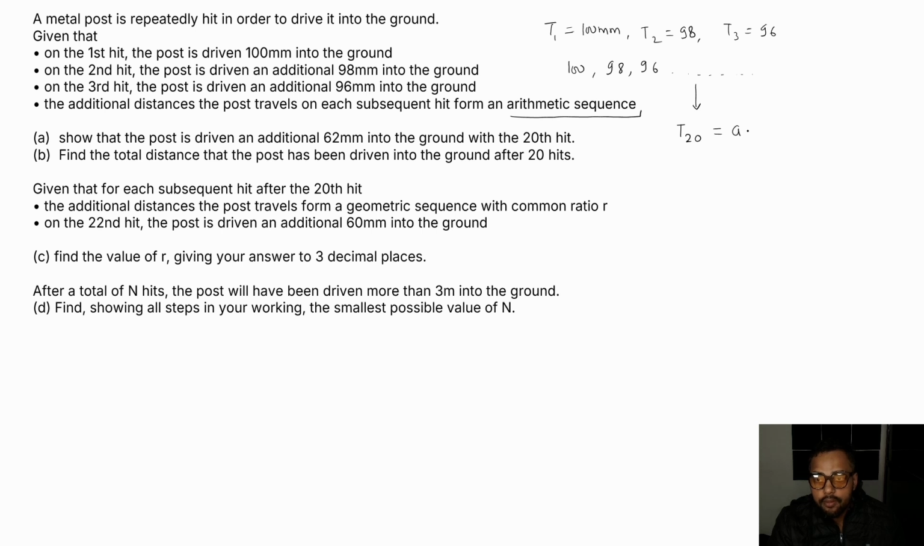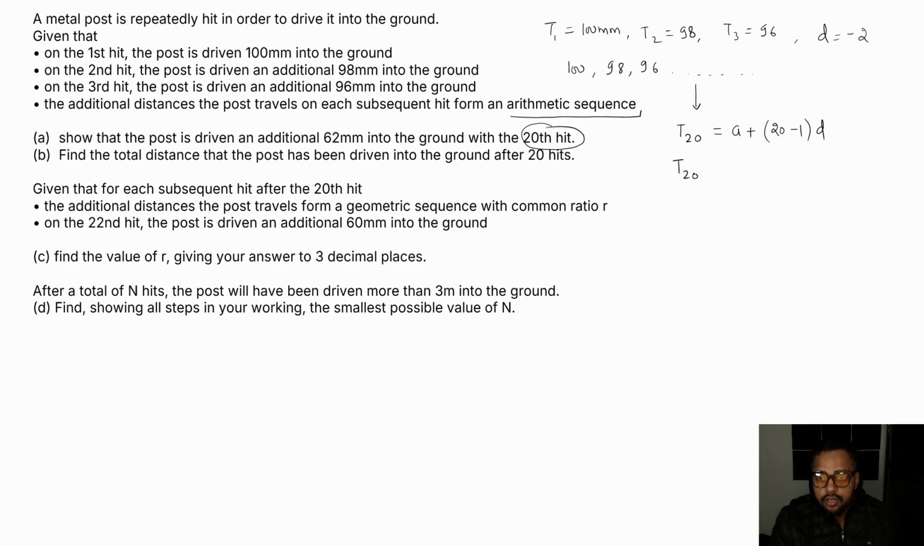It will be given by a plus (n minus 1) d, where n is the number of the term. They have asked for the 20th hit, so it will be (20 minus 1) times d. From here we can see that the common difference between the terms is -2. How do we know? Those who can't find the value can directly subtract T2 minus T1, or T3 minus T2. You'll get to know that the common difference here is -2.